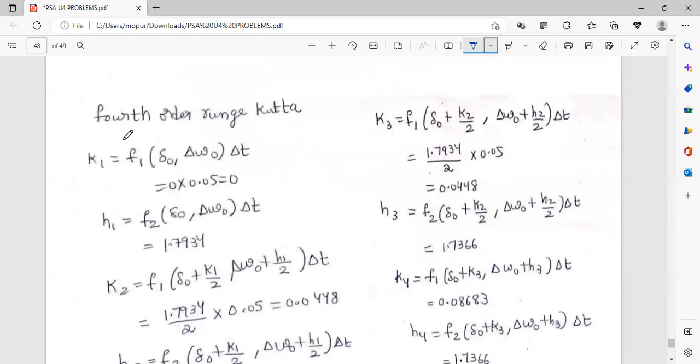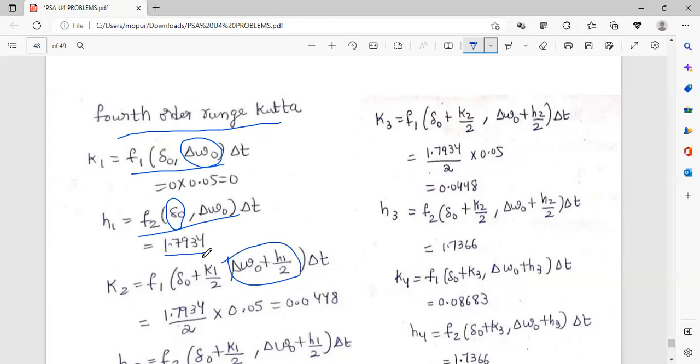Now this is for second order Runge-Kutta. Similarly, we can solve for fourth order Runge-Kutta. For fourth order Runge-Kutta also, this function is equal to del omega naught, which is equal to 0. And then for this function, you should take this del naught as the angle, that is pi f naught by h into Pm minus Pe2 max sin del naught. And then this K2 is del omega naught plus h1 by 2. That is, this value is h1 by 2. Why? Because this is 0.